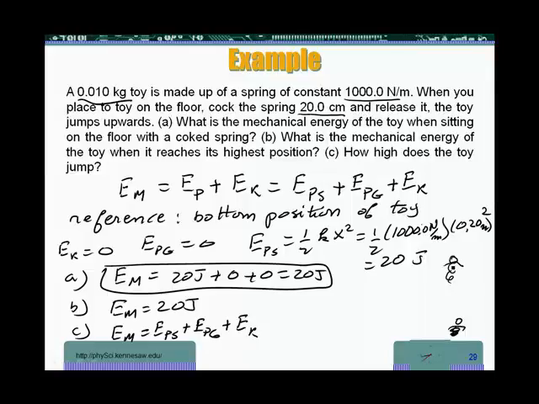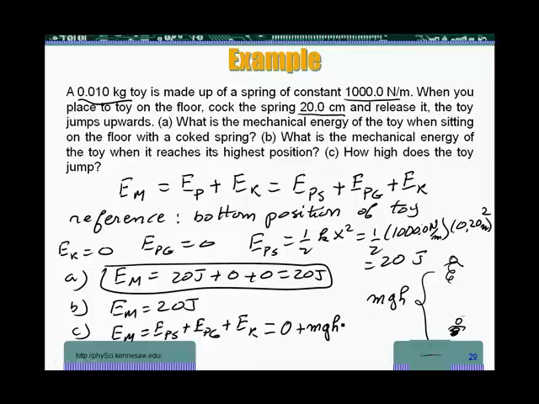Now, at the topmost position, the spring is not going to be compressed or stretched. It's going to reach its equilibrium position, as it was when the toy was coming off the ground. So my spring potential energy is going to be 0. No compressed or stretched spring. My gravitational potential energy relative to the ground is going to be mgh.